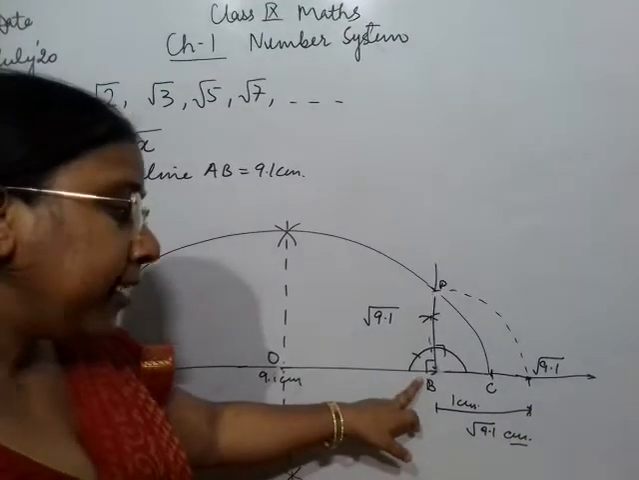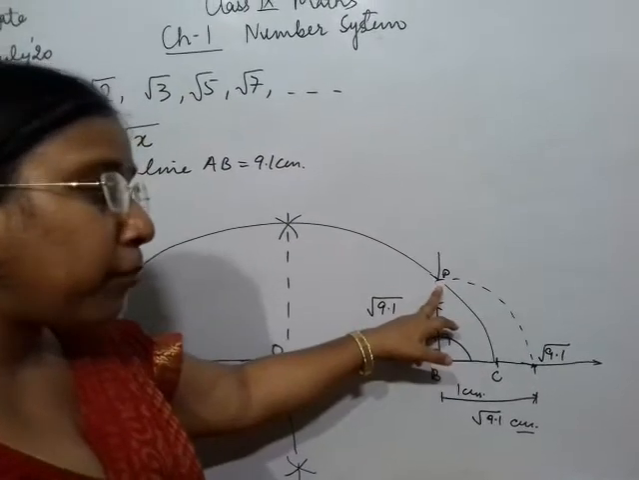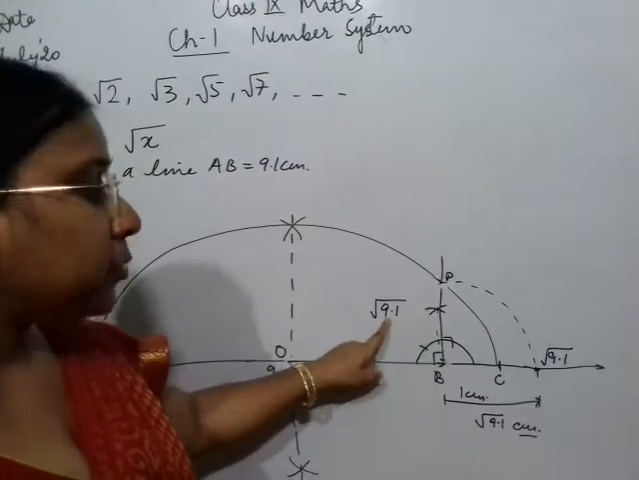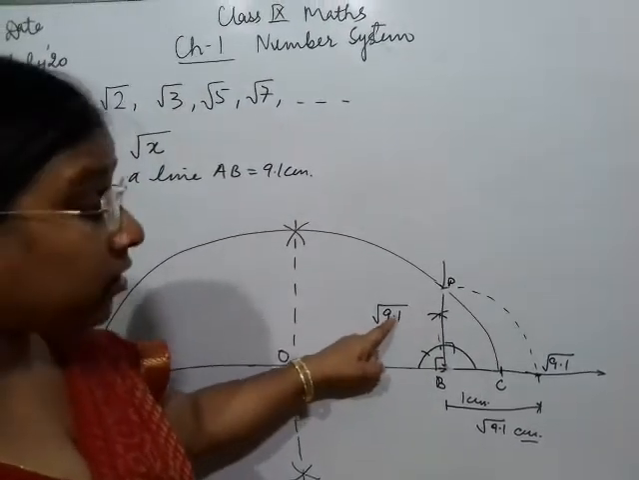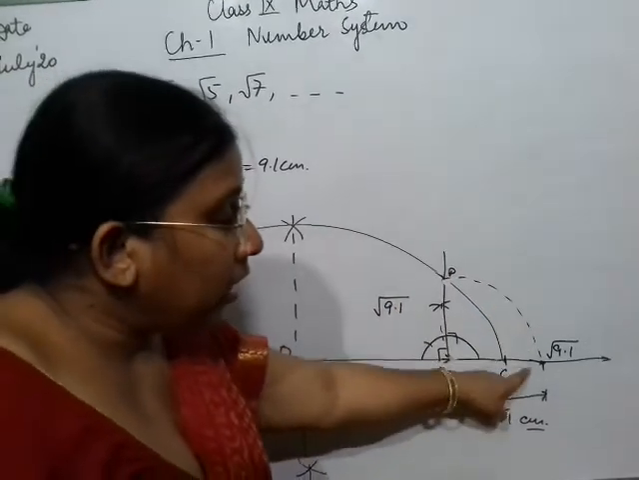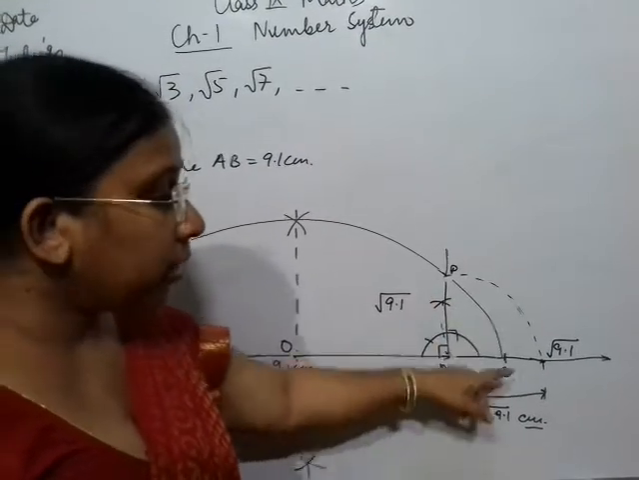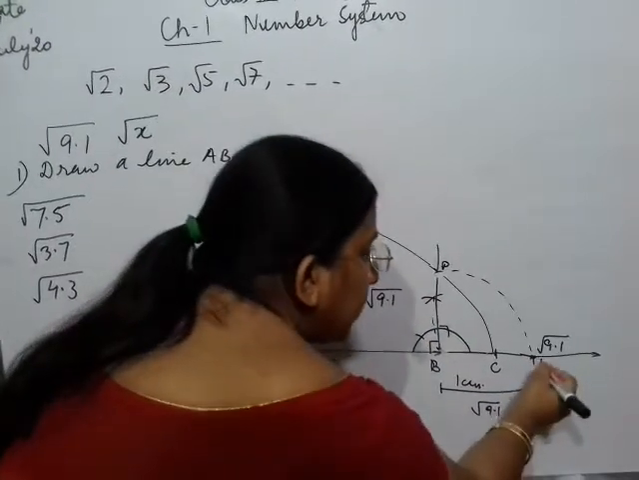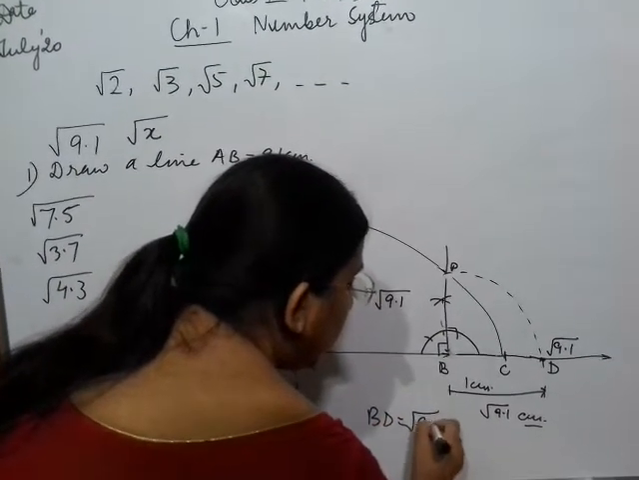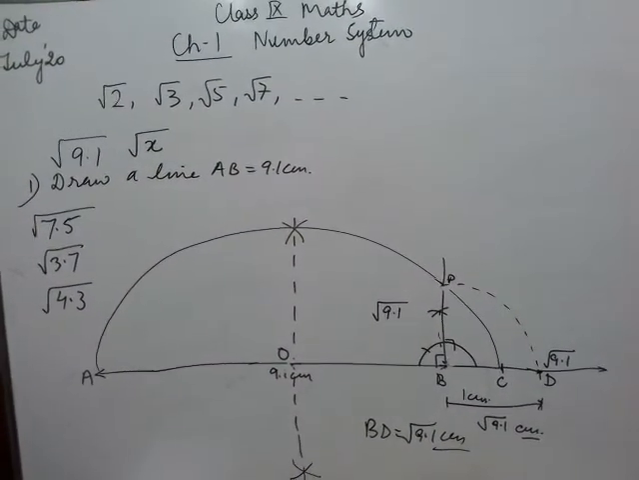Then with B as the center, we will draw an angle of 90 degrees so that it intersects at some point P on the semicircle. After this, the distance BP represents the square root of the number we have made. Then from P, we will draw an arc taking B as a center and radius BP. Let us name this point D. BD distance is under root 9.1 centimeters.